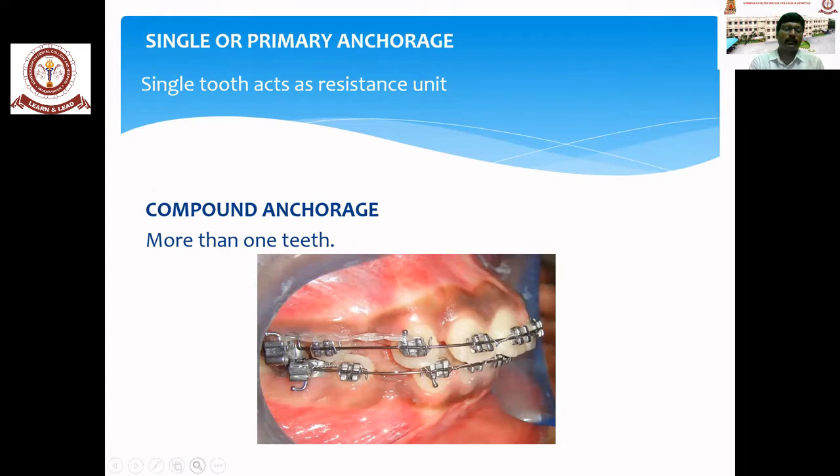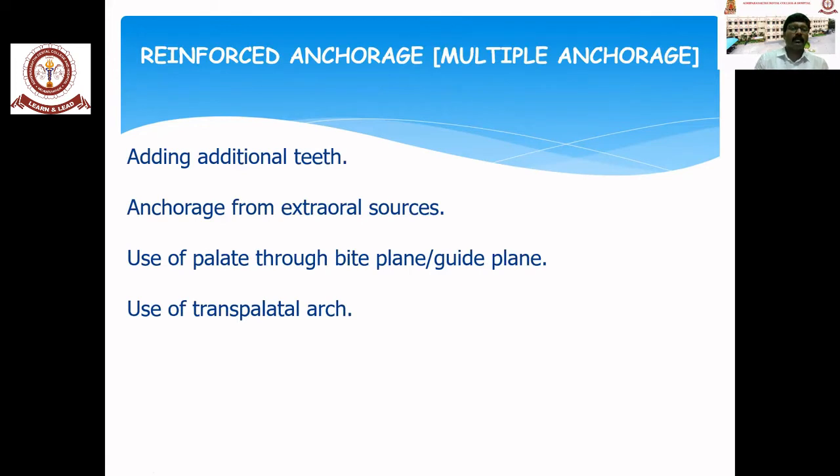So here, what you can see is, initially I'm going to retract the canine alone back. So I'm going to distalize the canine back. Individual canine retraction is being carried out. And then this canine, premolar and molar along with the second molar will act as a unit. So here I'm using the second molar, first molar, second premolar and also the canine to retract the anteriors, and this is called compound anchorage.